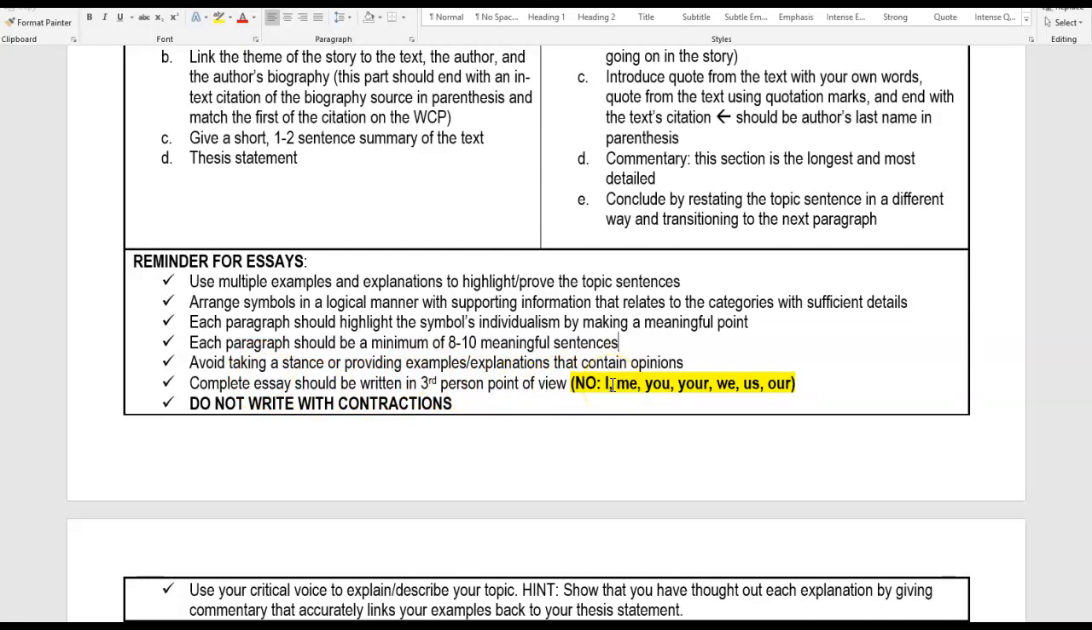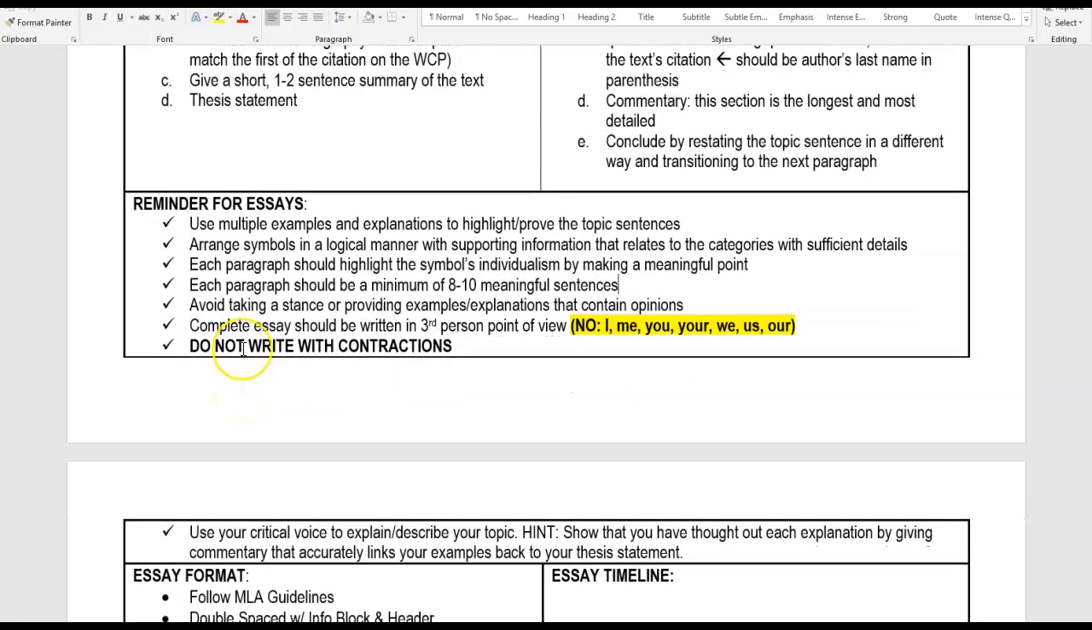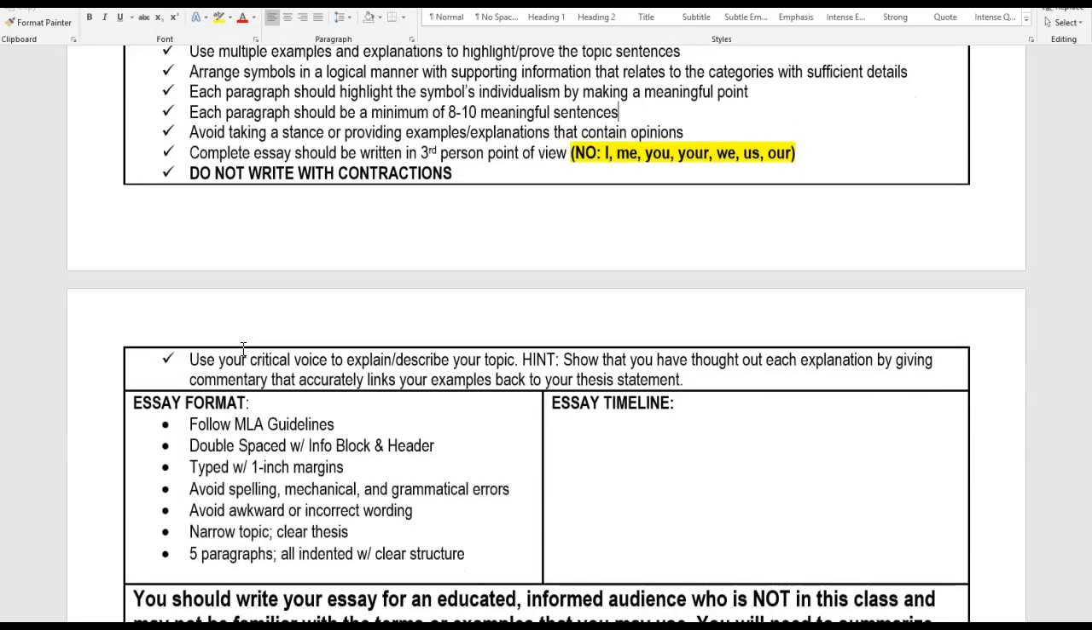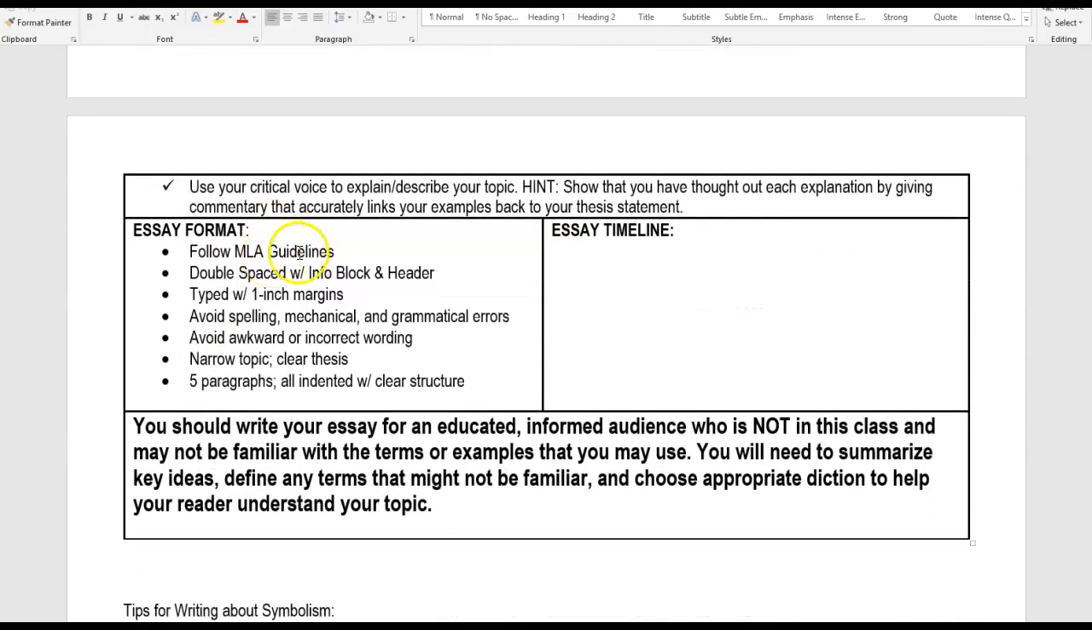Please do not use the words I, me, we, you, your, us, or our. You should also take care to not write with contractions as we are writing a formal essay. Again, you should use your critical voice to explain. Show that you have thought out each explanation by giving commentary that accurately links your examples back to your thesis statement.